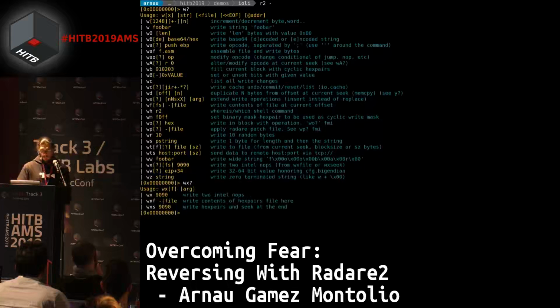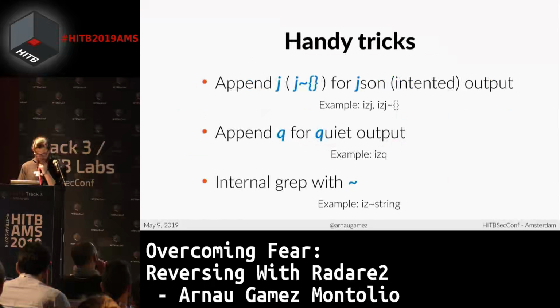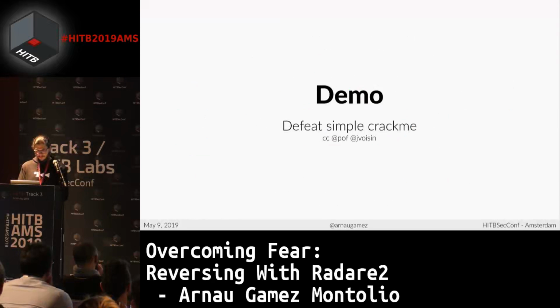Do we have any more options? Yes, we have more options. So we write hex pairs and seek at the end. For example, we can write hex pairs and then seek to it. When you have done this a couple of times, you usually remember it. But if not, just append a question mark and look for it. It's really, really quick to do.